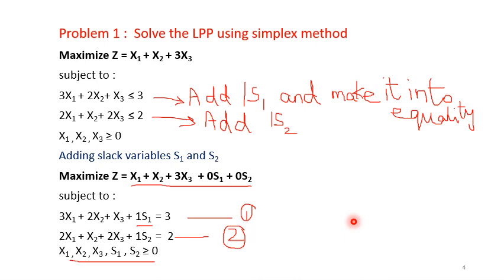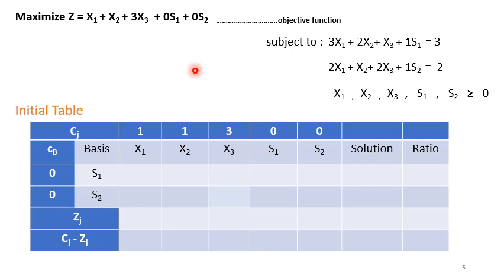So your final representation of the objective function will be: maximize z equal to x1 plus x2 plus 3x3 plus 0s1 plus 0s2, subject to 3x1 plus 2x2 plus x3 plus 1s1 equal to 3, 2x1 plus x2 plus 2x3 plus 1s2 equal to 2, and x1, x2, x3 and s1, s2 greater than or equal to 0.